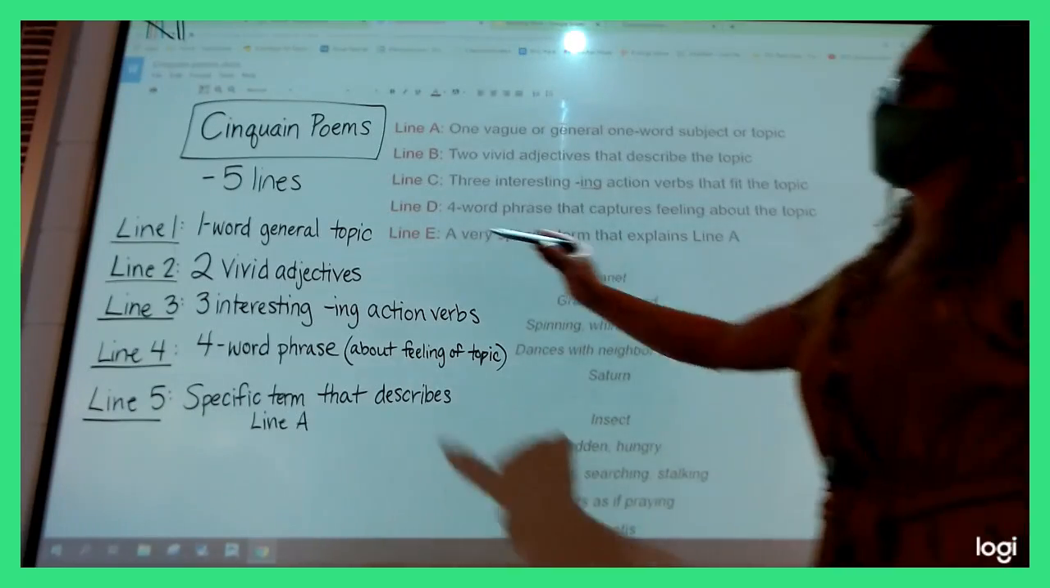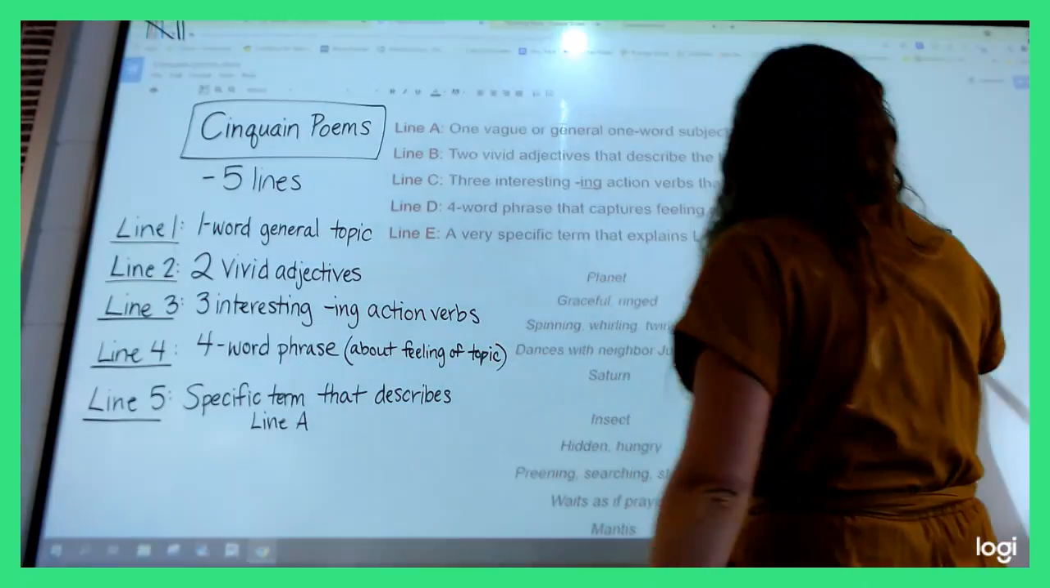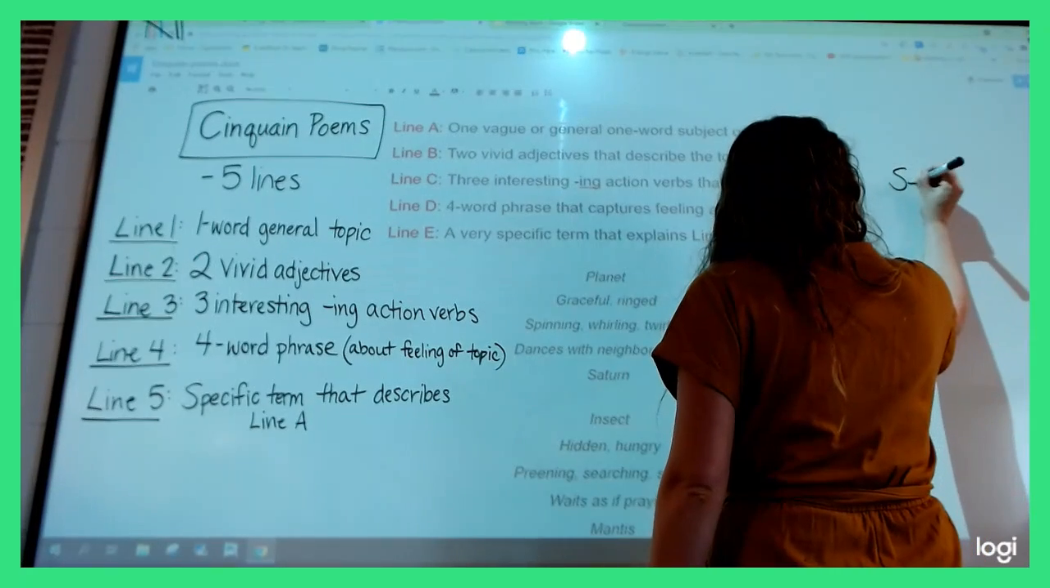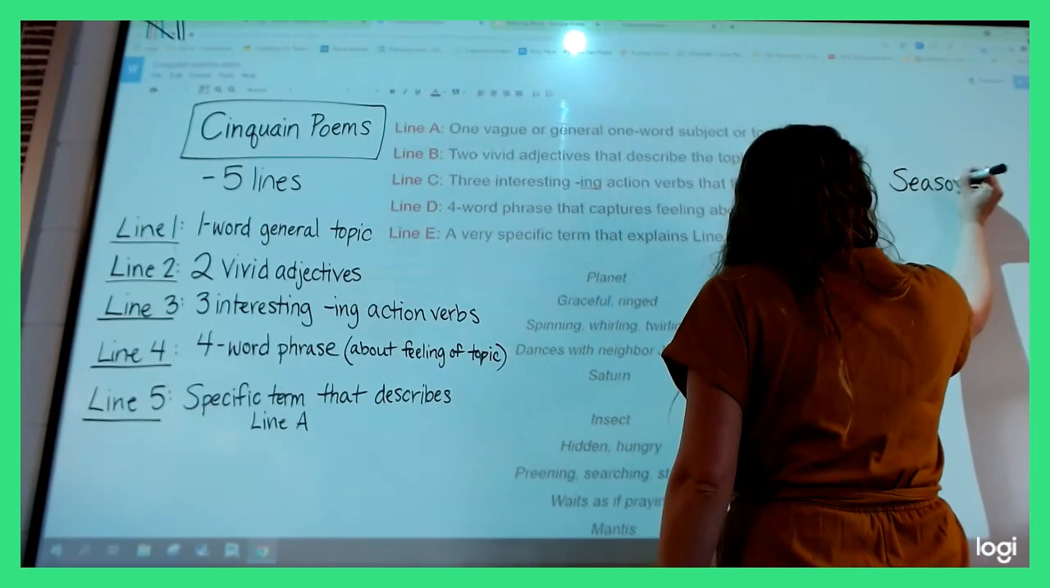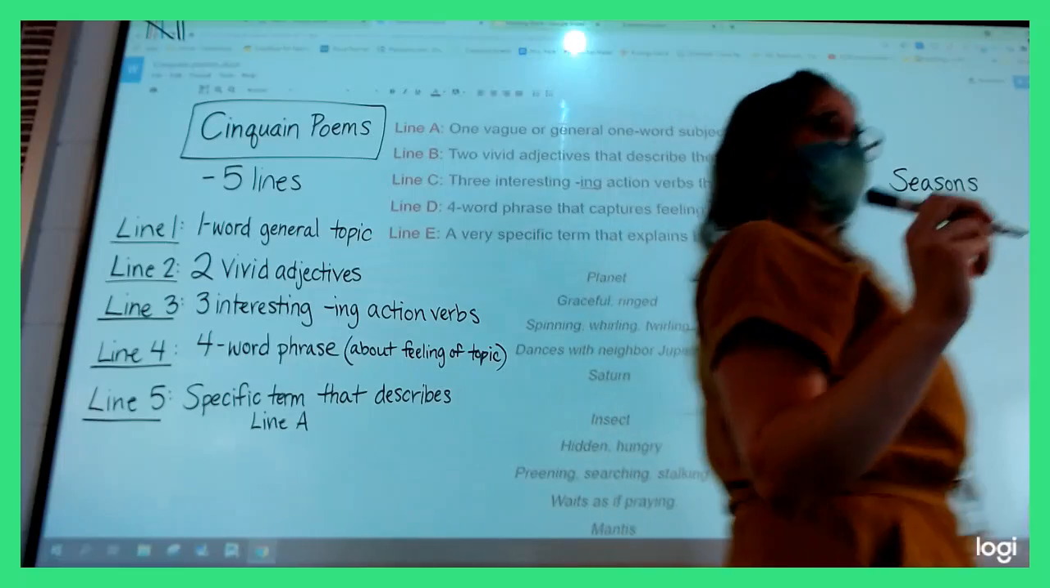So I've already picked our one-word general topic, so that is line 1. So line 1 is seasons. So wherever you're writing your practice poem, go ahead and write that down at the top.